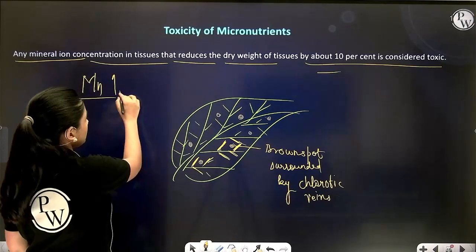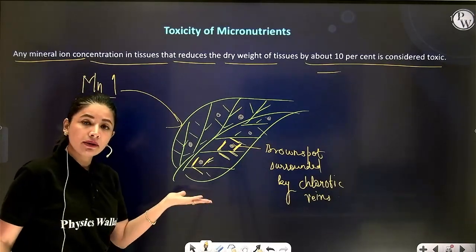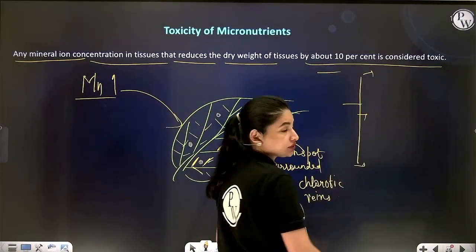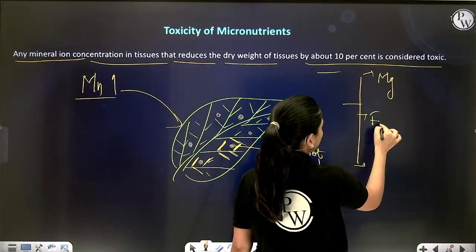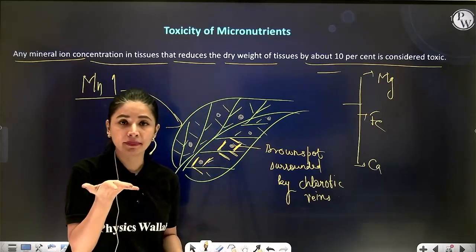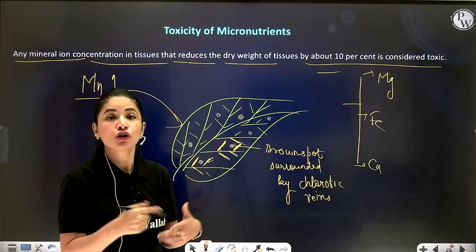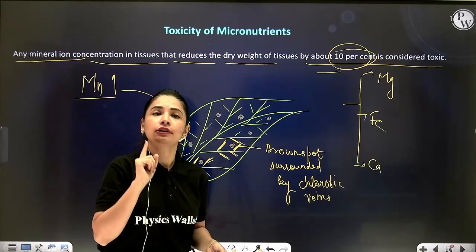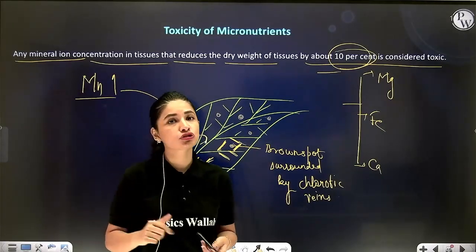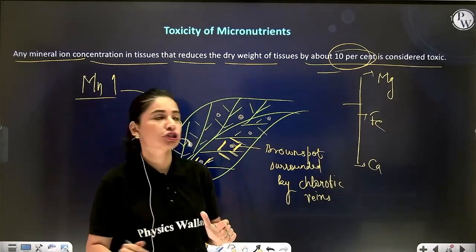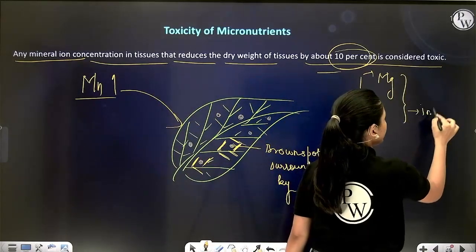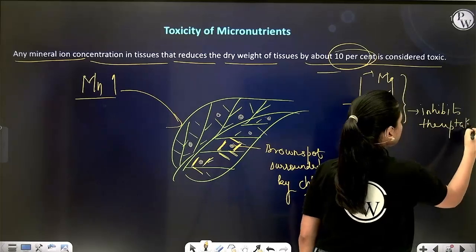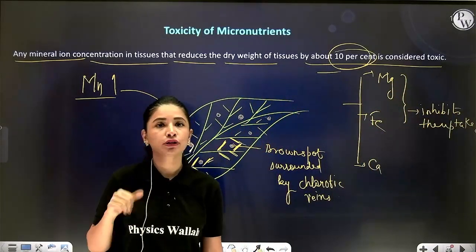Now this is the basic toxicity symptom of manganese. But manganese toxicity causes deficiency of three important elements, that is magnesium, iron and calcium. So one element is becoming toxic but three elements are becoming deficient. So overall the dry weight of the plant body is going to get reduced. Now what manganese does, my dear students, it inhibits the uptake of magnesium and iron from the soil. Now when the plant is not able to absorb these two elements, then surely they are going to become deficient.